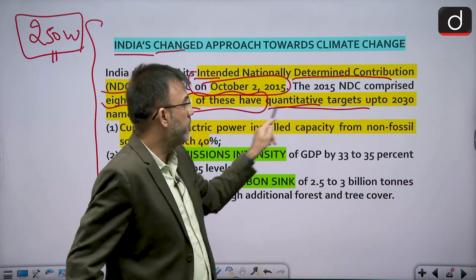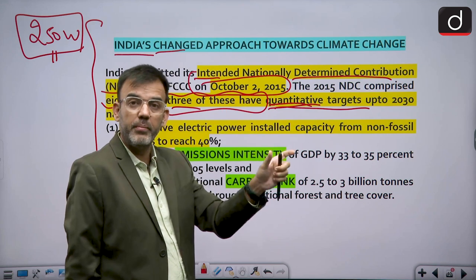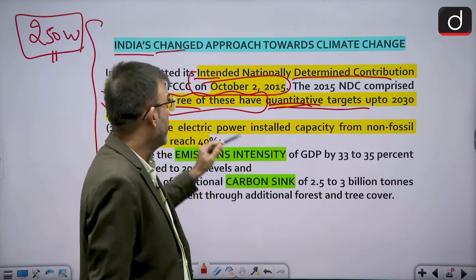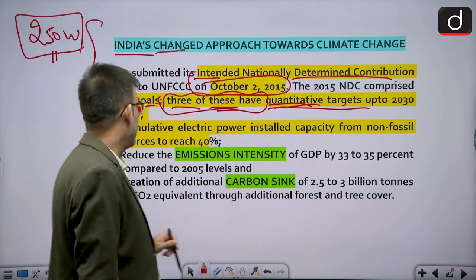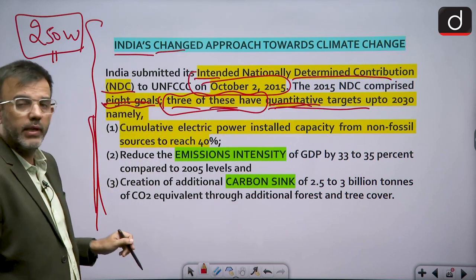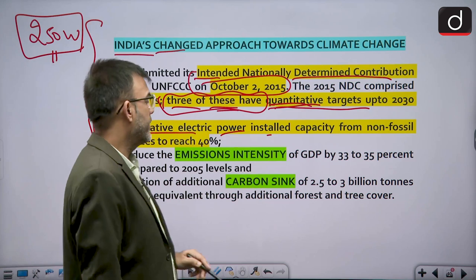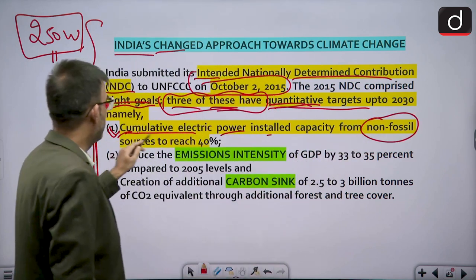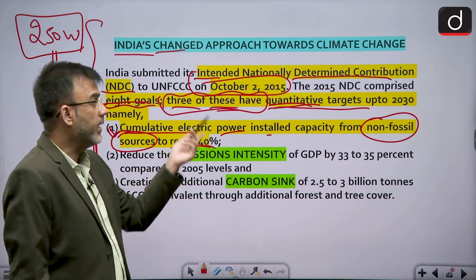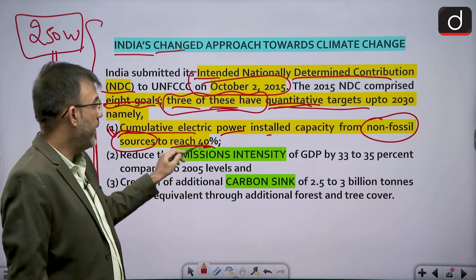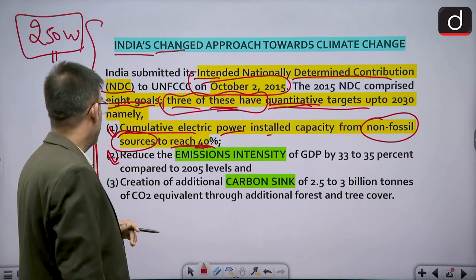But once you put up the quantitative targets that we will reduce this much in this much time period, then it becomes a big commitment. So, out of these 8 goals, India provides 3 quantitative targets. You should write these 3 targets also. You must have read them in your environment class. Cumulative electric power installed capacity from non-fossil sources, India has pledged that it will reach 40%. That means the cleaner energy options will make up 40% of the total energy output.